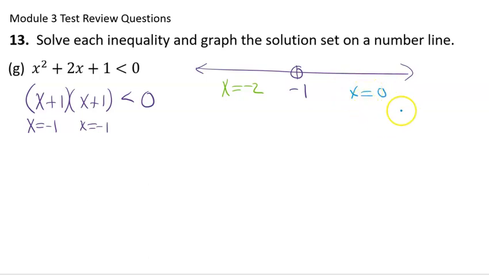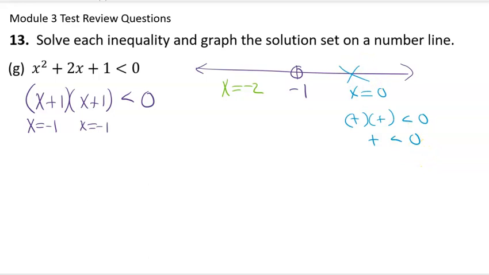Let's go ahead and plug 0 in because I still got my blue pen working. So 0 plus 1 is 1, so that's positive. 0 plus 1 is 1, so that's positive. But positive times positive is a positive. Is that less than 0? Nope, so we don't shade that side.